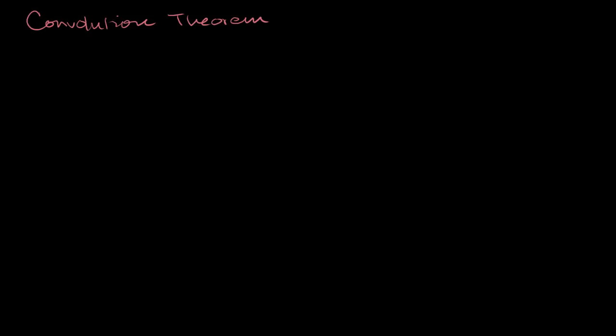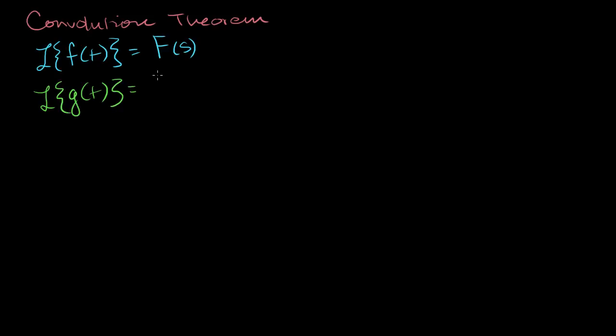It tells us that if I have a function f of t, and I define its Laplace transform as capital F of s, which we've done before, and if I have another function g of t, and its Laplace transform is capital G of s, and if we were to convolve these two functions, so if I take f and convolve it with g, which is going to be another function of t, and we already saw this in the last video, where I convolved sine and cosine.